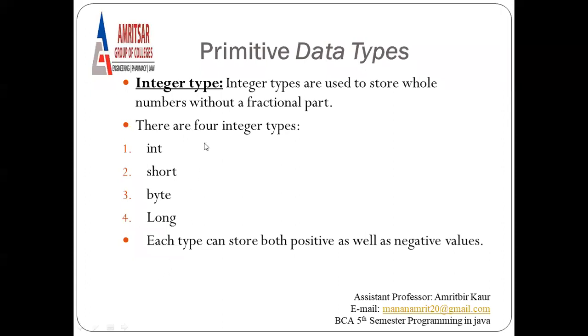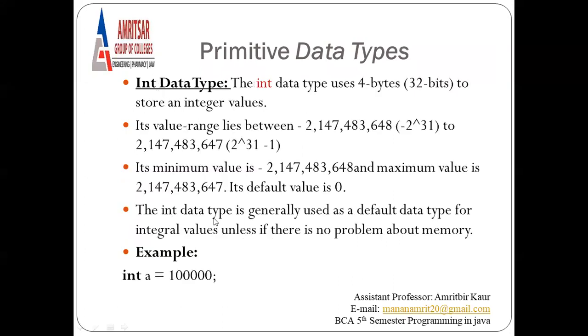The only difference is memory and range: int uses 4 bytes, short uses 2 bytes, byte uses 1 byte, and long uses 8 bytes. These four types are used to store whole numbers without a fraction. Firstly, the int data type. It uses 4 bytes to store an integer, and its value lies between minus 2 power 31 to 2 power 31 minus 1. So its minimum value is negative and its maximum value is positive. Its default value is 0.